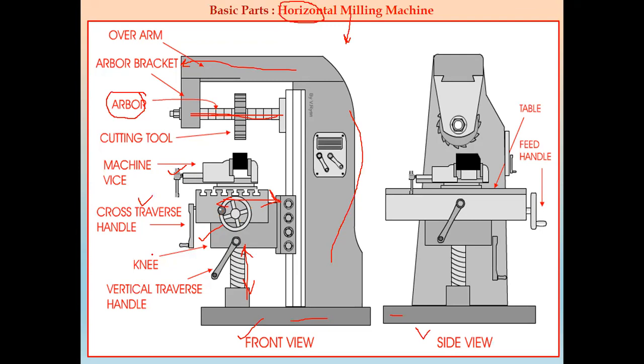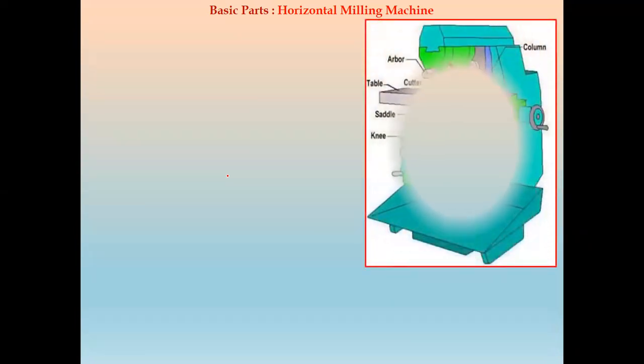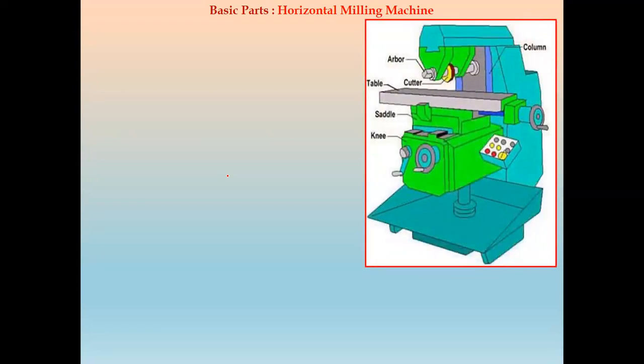So here there is a knee which is provided. On this knee, the transverse handle is there, and on that knee, the work table is fixed so that the workpiece can be fixed. So this is the layout which consists of all these parts. Okay, so now we will see the different parts of the horizontal milling machine.